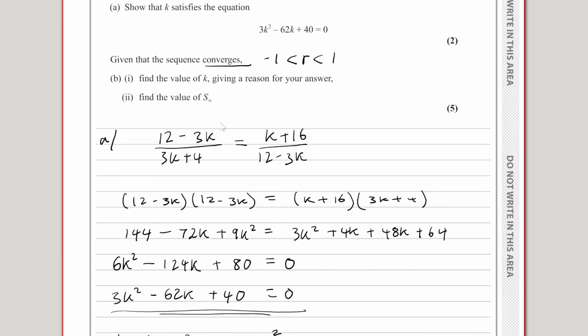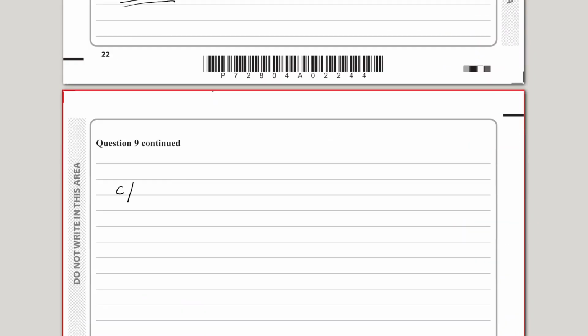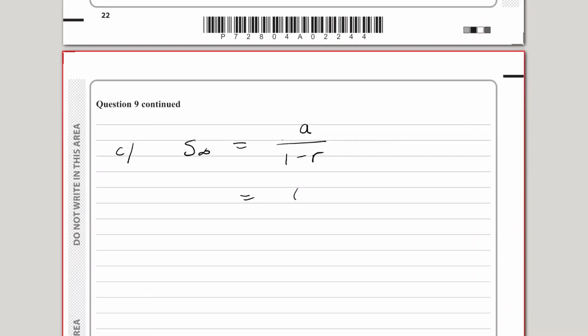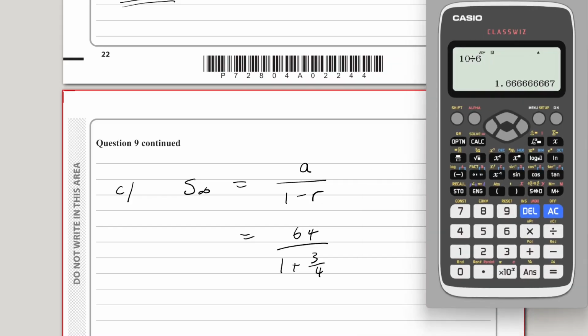Find the value of the sum to infinity. So the sum to infinity is a over 1 minus r. A, the first term, is 64. And 1 minus r, r is -3/4. So 1 minus -3/4. A over 1 minus r is 256/7.